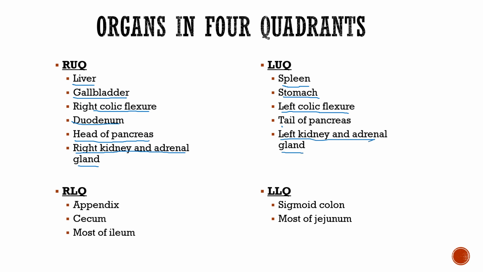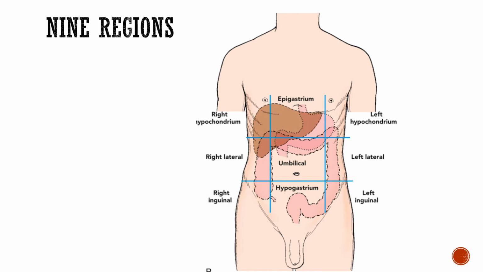In the right lower quadrant, we have the appendix, the cecum, and most of the ileum. In the left lower quadrant is the sigmoid colon and most of the jejunum. Then you do have 9 regions of the abdomen, which include the epigastrium, the right and left hypochondrium, the umbilical with the right and left laterals, and then the hypogastrium with the right and left inguinals.